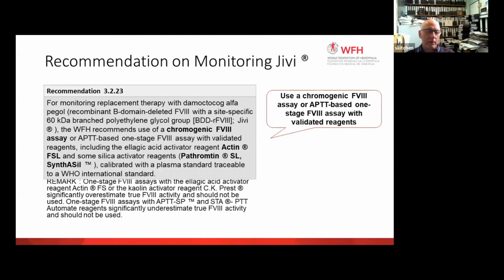And these data are now published, and some of these data have led to these recommendations from World Federation of Haemophilia. Chromogenic assays are suitable, and selected one-stage assays. Others, not suitable. So we have to carefully select the right assay.